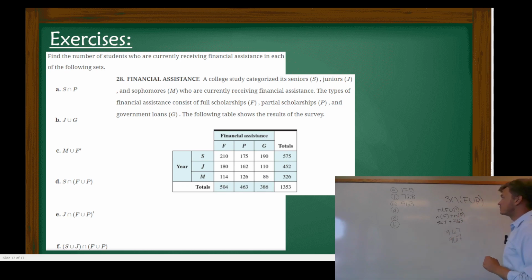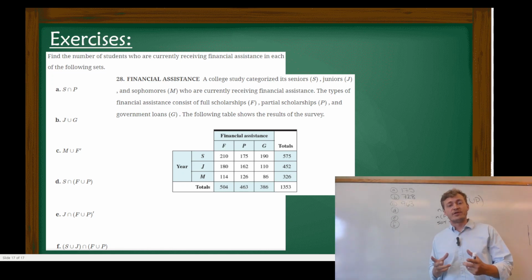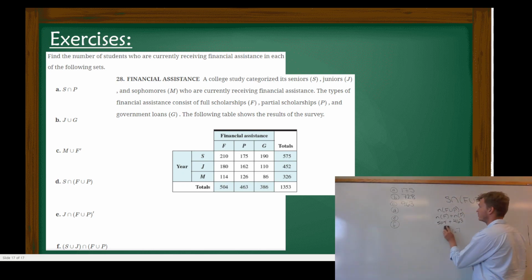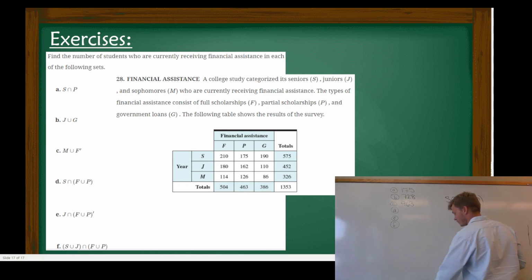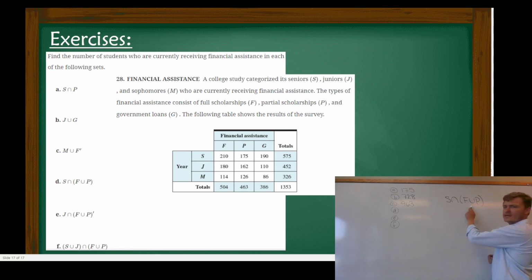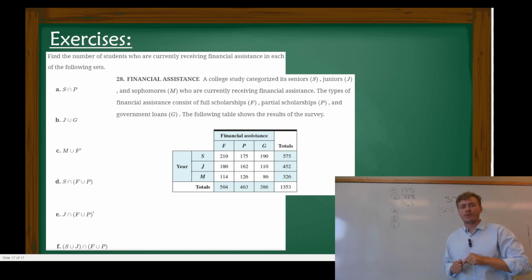Now, how many of those are intersecting with our S here? In this case, our seniors. So to be able to work this out, it's nice to have the number, but now let's consider going to the table. We have a formula from the last section. We're intersecting over a union. We're going to distribute here: S intersect F or S intersect P. How nice this is going to be.